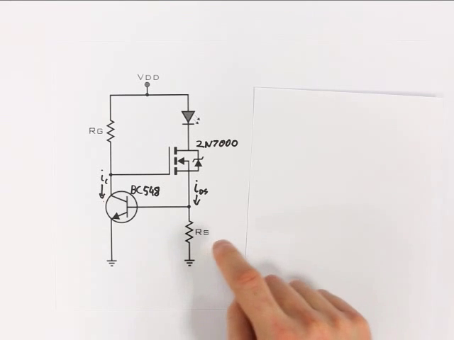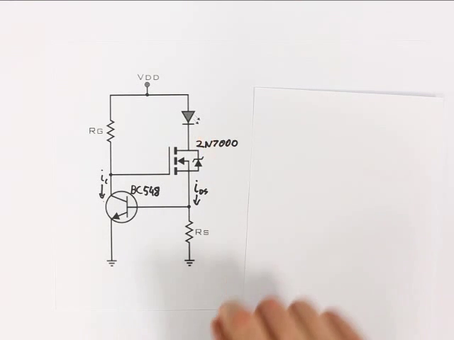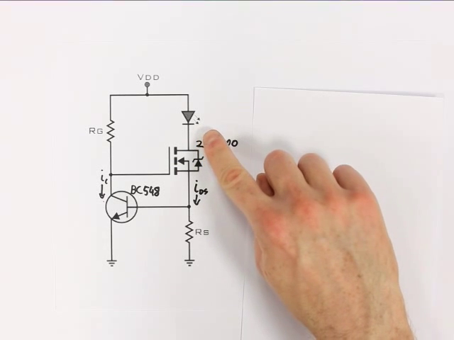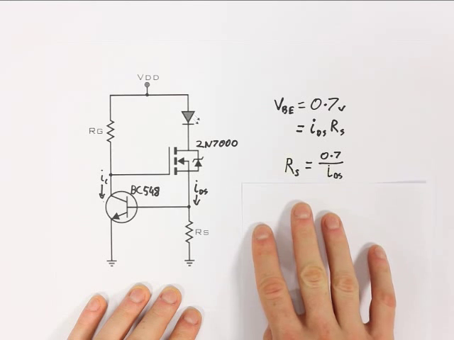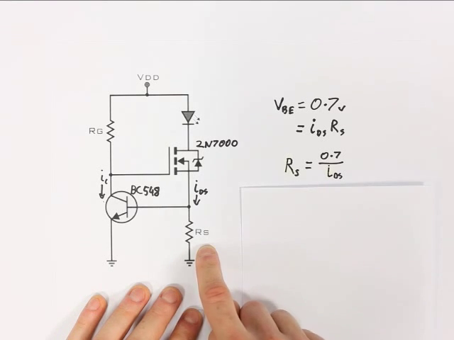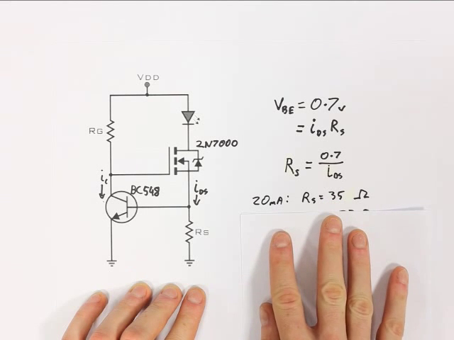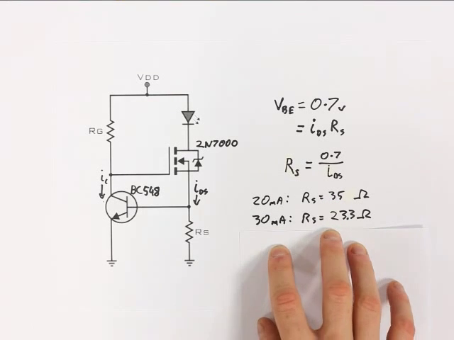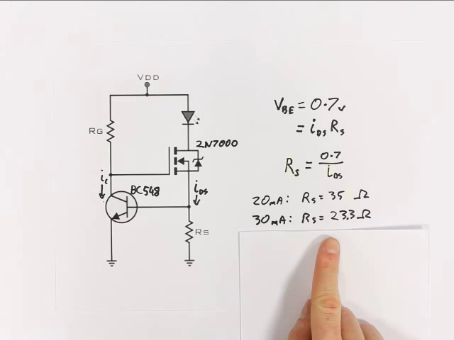Now we could use 20 milliamps or 30 milliamps as our desired current for the LED, 20 being the typical current, 30 being the maximum it can handle. So we take our formula for RS, and I've applied it for both the typical current and the maximum current, and there's the resistances it gives. Now it happens that I have a 27 ohm resistor handy, which is right in the middle of those two values, so I'll just use that.